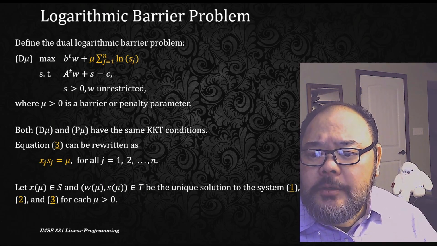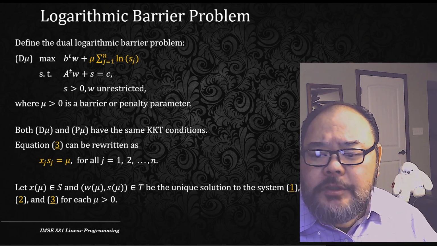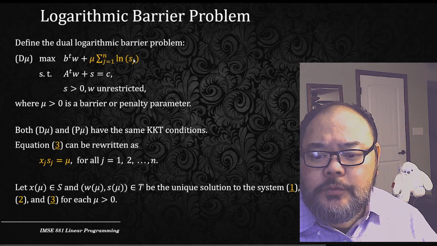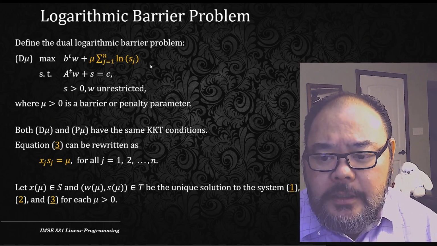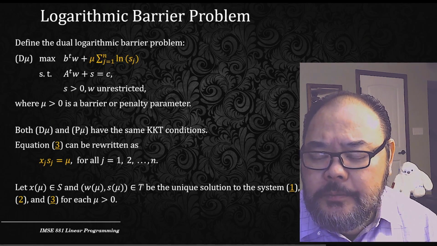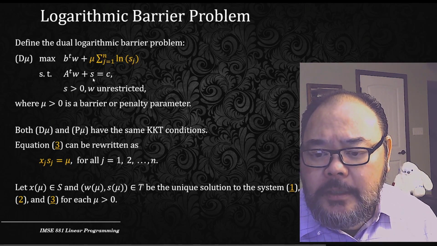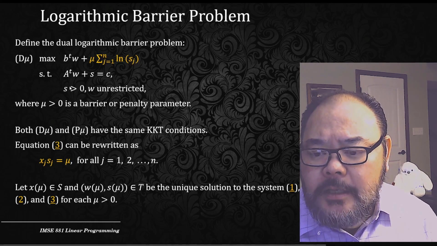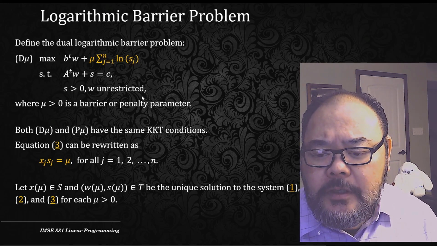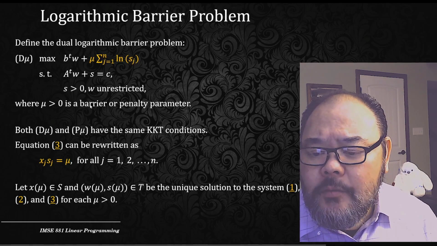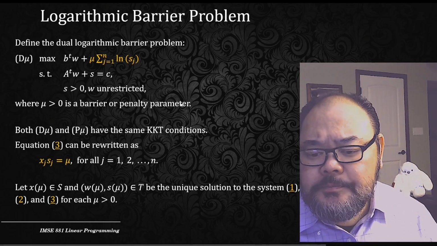Same thing for the log barrier function for the dual. We define a dual D_mu based on the maximization of b transpose times omega plus mu times the summation of the natural log of s. And this is another similar barrier function trying to prevent the dual slack s_j going too close to 0 as well. We are subject to the dual constraint A transpose times omega plus s equal to c, and s is strictly positive and omega is unrestricted. Again, mu is greater than 0 to begin with as a barrier or penalty parameter.